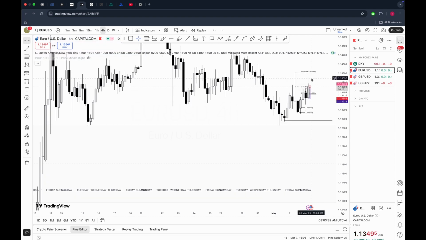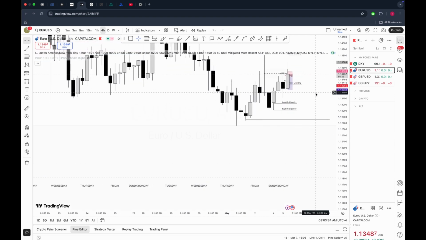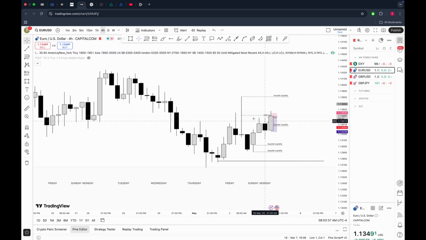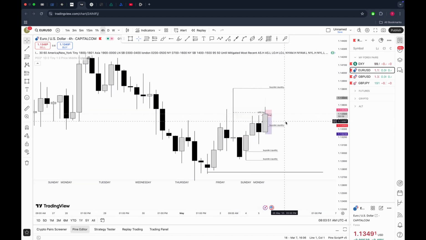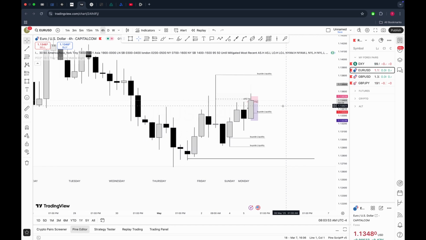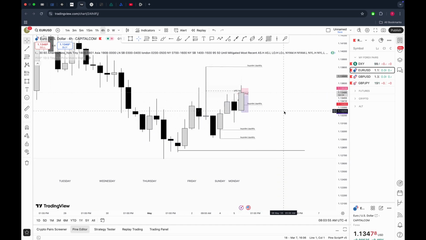When we go to the 4-hour time frame, we can see it has swept the liquidity around this area. So we can see we had relative equal highs around this area, and price has swept it already. So we are waiting. We are still waiting. It is in my zone already. I'm just waiting for more confluence to enter the trade.